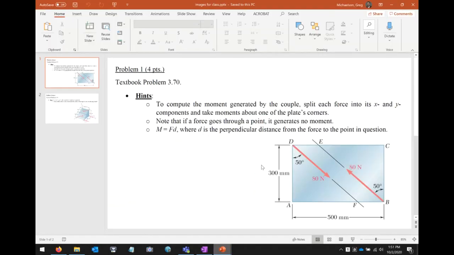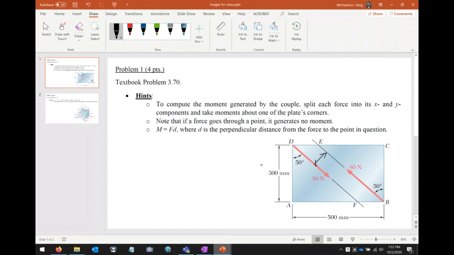I want to show you something real quick on your homework. This is your first homework problem. There are two problems on the homework assignment. One of them is in 2D and one of them is in 3D. I gave you hints on this problem that I wanted to run by you. What you're trying to figure out on this problem is that distance, which is your moment arm. So what I would do is take each of these forces and split them up into their X and Y components.